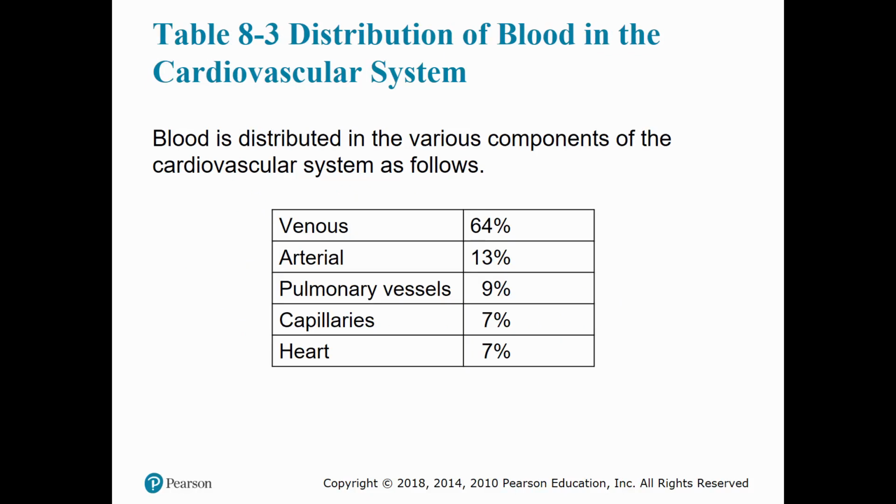So when you're looking at the blood, 64% of your blood is contained within the venous system, within your veins. 13% is contained within arteries, 9% within your pulmonary vessels, 7% within the capillaries, and 7% within the heart.